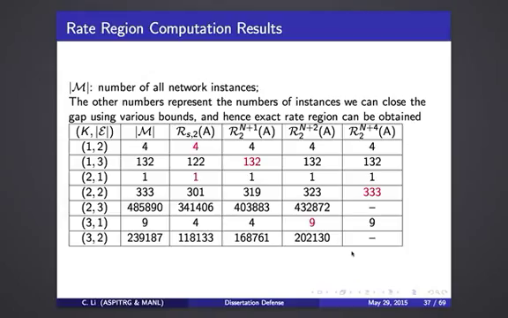So here is a summary of the rate region results on different networks. The second column shows the number of non-isomorphic network instances, and the following columns show the number of instances where the associated inner bound can match the Shannon outer bound, and thus exact rate regions can be obtained. The inner bounds become tighter from left to right. As we can see, we can close the gap for more and more networks with the tighter inner bounds.